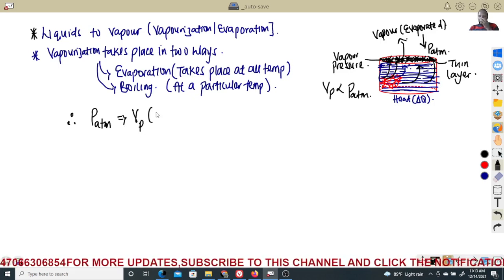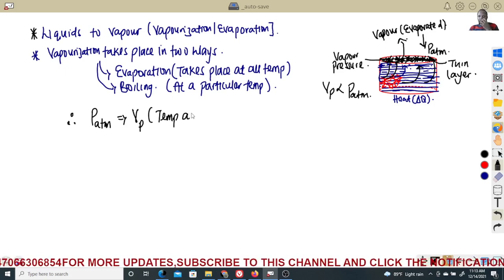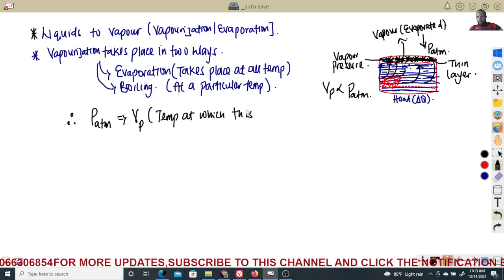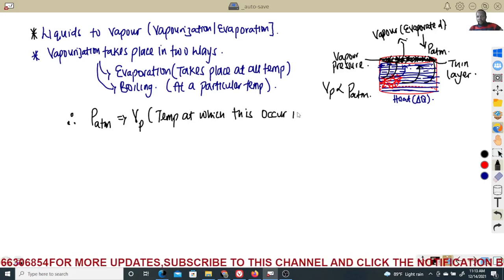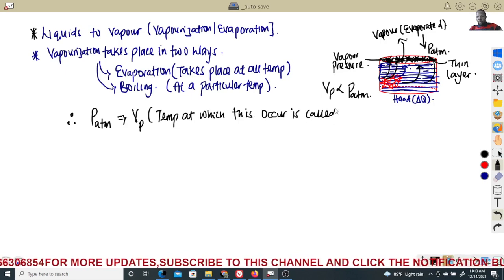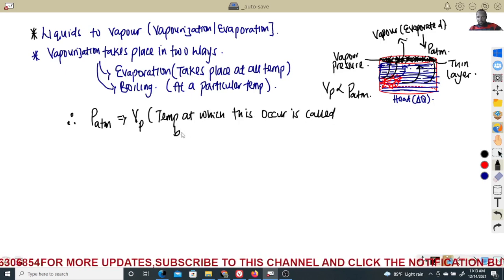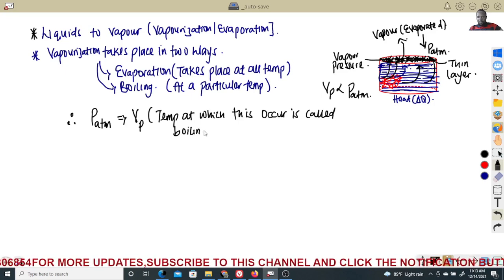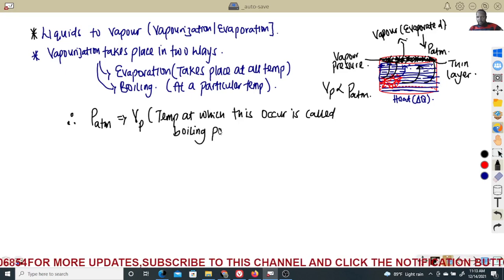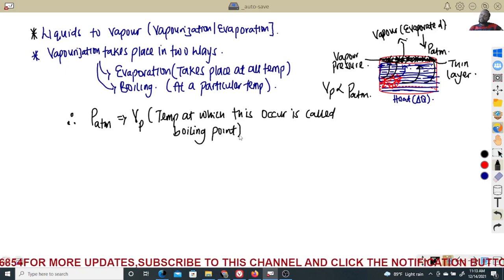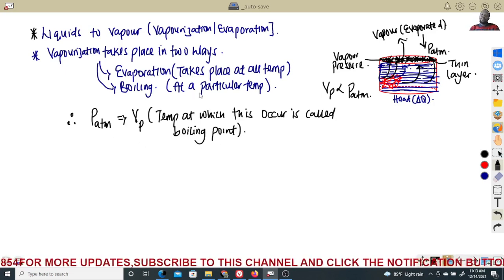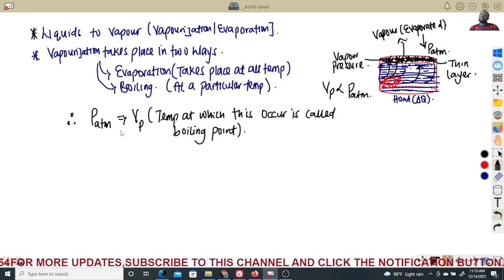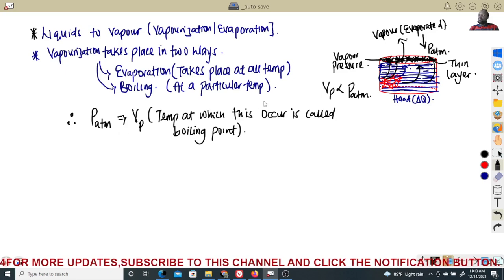So the temperature at which this occurs is called the boiling point of that substance. So the point we just need to understand is that boiling takes place at a particular temperature. That is the temperature at which the atmospheric pressure is equal to vapor pressure. That is when boiling will occur.